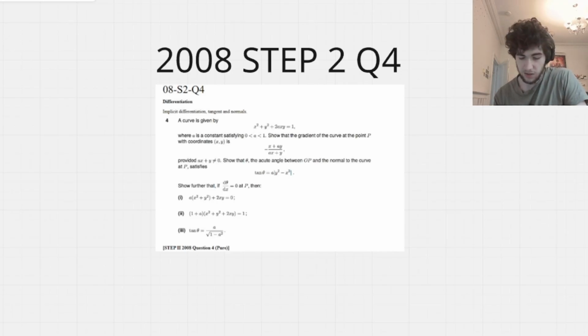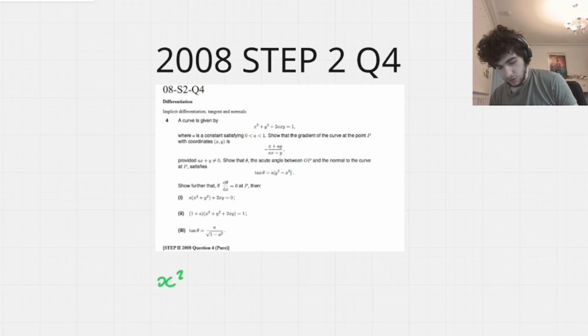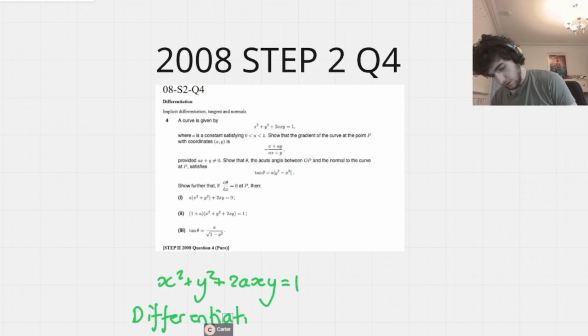For the first part of this question, all we plan to do is use implicit differentiation. We have that x squared plus y squared plus 2axy equals 1, an implicitly defined function, and so obviously you can differentiate both sides.